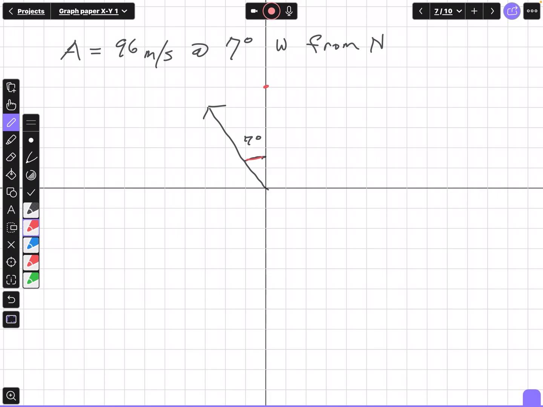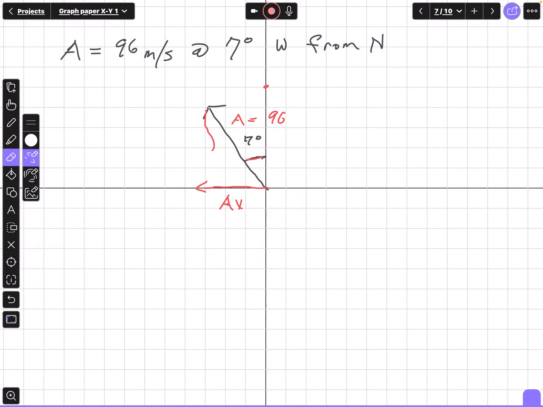So I'm going to draw my x and y components first. I notice that this velocity is moving in a northwestern direction. It's going to have a western component, which is an x component, and it's going to have a northern component, which is its y component. So I draw that, and I'm going to label this vector A, but it is 96 meters per second. And then I'm going to label this as my AX.